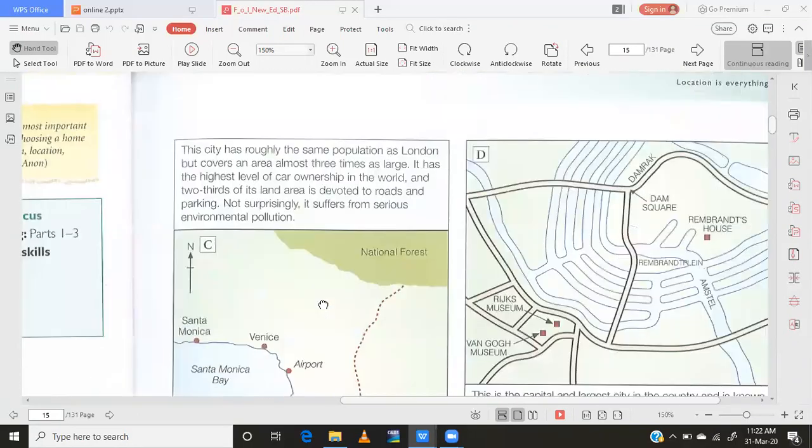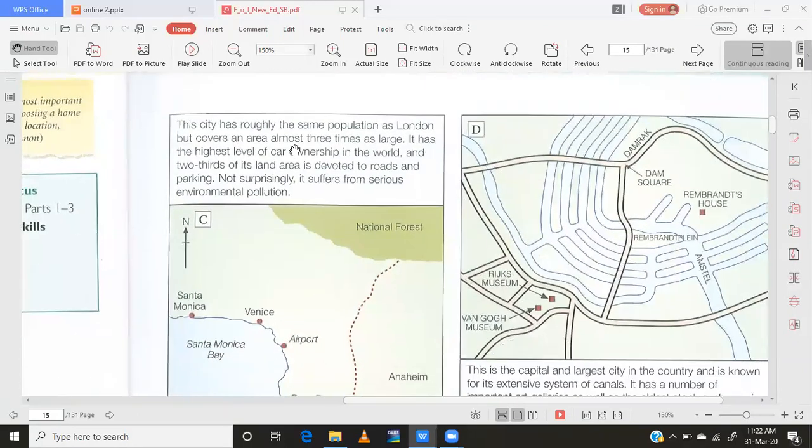Paragraph C. This city has roughly the same population as London, but covers an area almost 3 times as large. It has the highest level of car ownership in the world, and 2/3 of its land area is devoted to roads and parking. Not surprisingly, it suffers from serious environmental pollution.